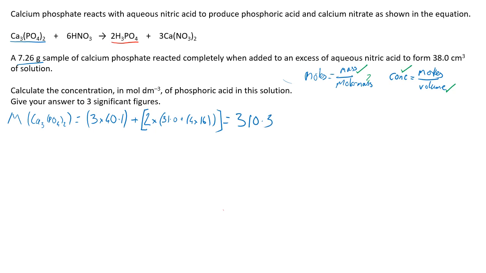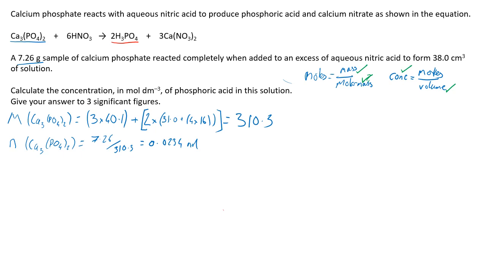Now, the important thing here is, now we know the molar mass as well, so we can work out the moles of calcium phosphate. So let's do that. Number of moles, I'm going to write as an n, and again write what we're doing it of, just so the examiner knows exactly what you're doing. It's going to be mass, 7.26, divided by the molar mass, and that gives you 0.0234 moles. And that is the moles of your calcium phosphate.